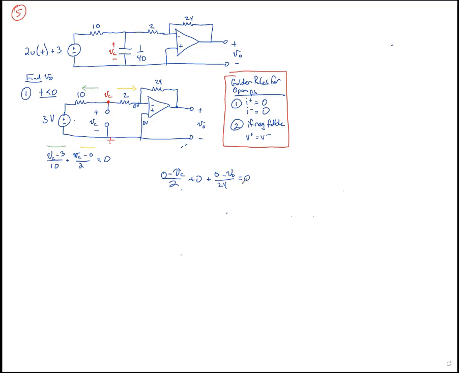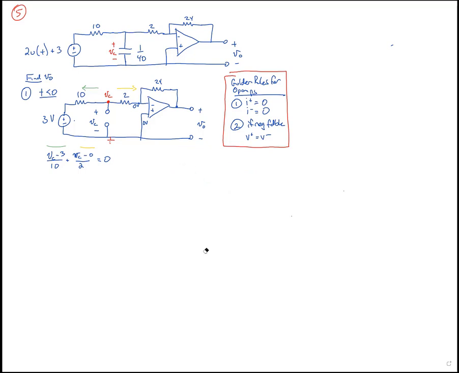Okay, that's a valid equation too, but the problem here is that we've got a VC and we've got a V naught. And so that doesn't give us enough information to solve for VC. It just gives us enough to find VC as a function of V naught, which is not what we want to do. So let's not do that.